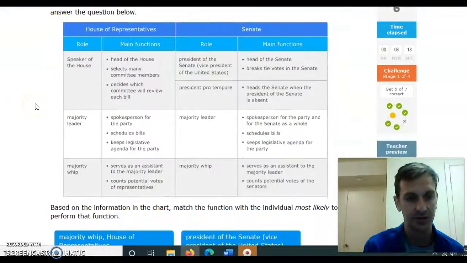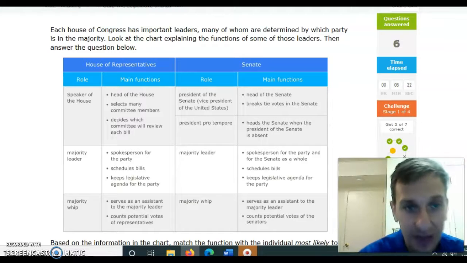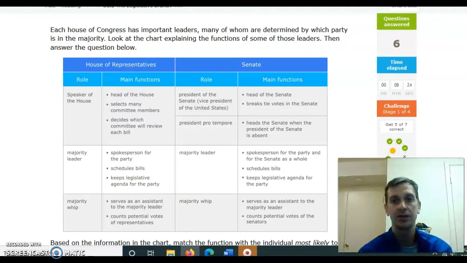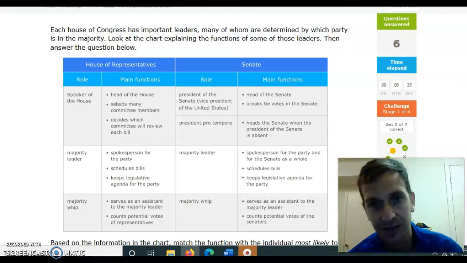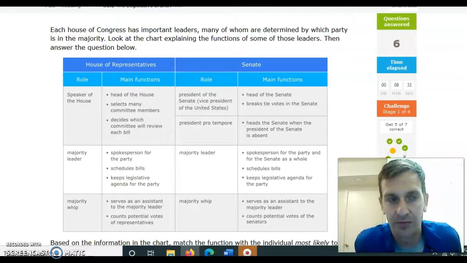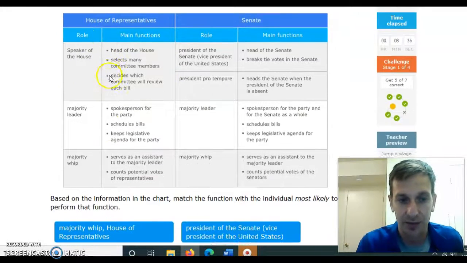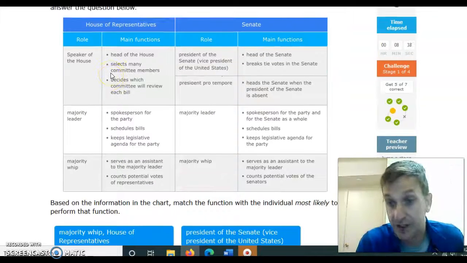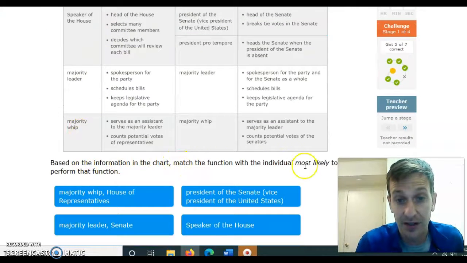All right. Whew, this one looks tricky. This will be our last question we go through. Each House of Congress has important leaders, many of whom are determined by which party is in the majority. Look at the chart explaining the functions of some of these leaders, then answer the question below. I would not read this whole chart for time purposes on your tape test. I would go right to the question. This is where we would use skimming and scanning like we talked about. Based on the information chart, match the function with the individual most likely to perform that function.